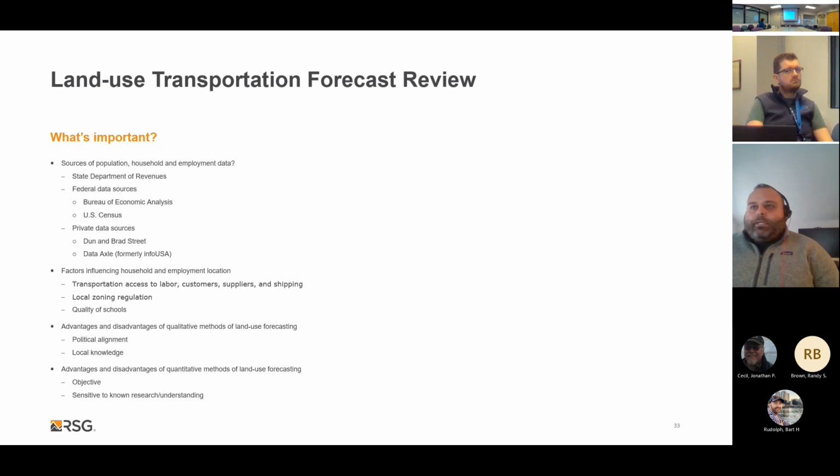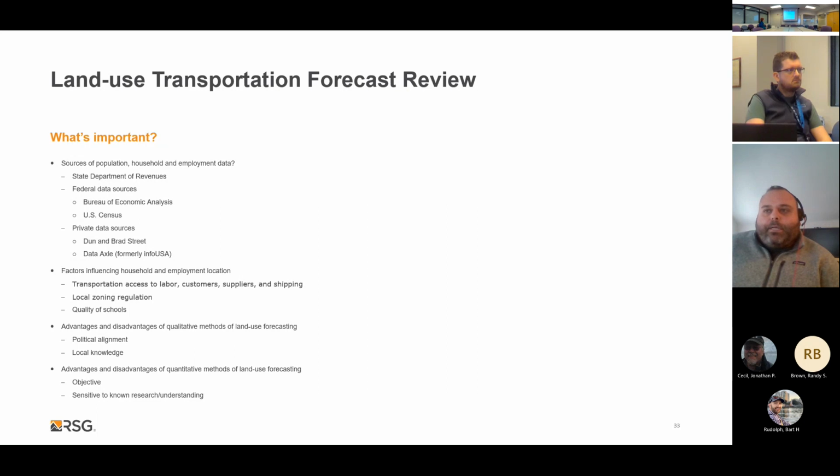And so in this land use transportation forecasting review of what's important, the sources of population, household, and employment data. So we have State Department of Revenue data, federal data sources such as the Bureau of Economic Analysis, US Census data, and private data sources. That could be from Dun & Bradstreet. It can be from Data Axle, which is formerly Info USA or Info Group.